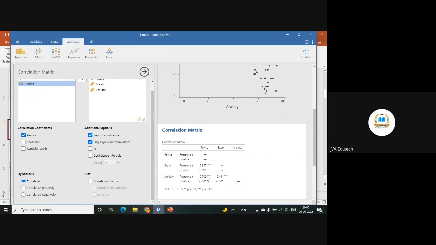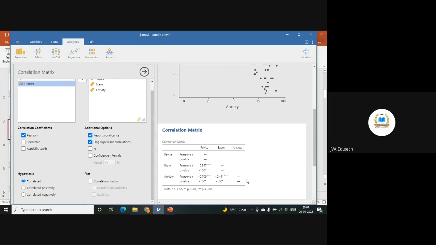If revision time is increased by 100%, anxiety will decrease by 70.9%. Again, it is significant. And if anxiety is decreasing, then exam performance will increase by 44.1%. So the overall relationship is that revision has a negative effect on anxiety, which in turn has a positive effect on exam. So the more the student revises, their anxiety goes down and their exam performance increases.